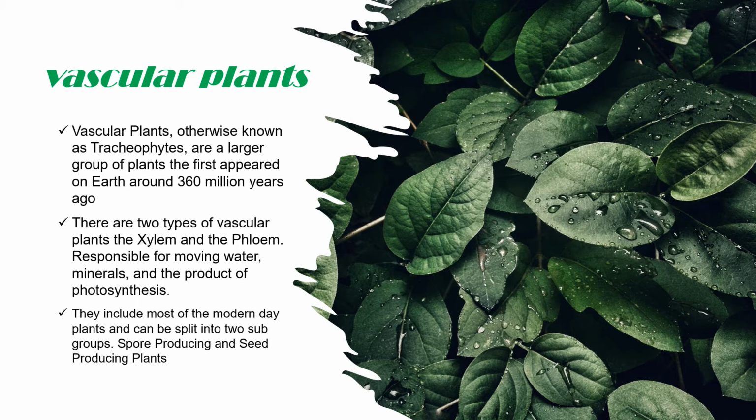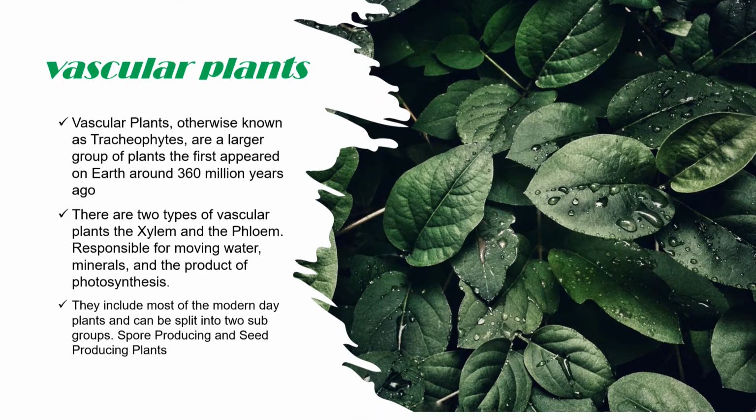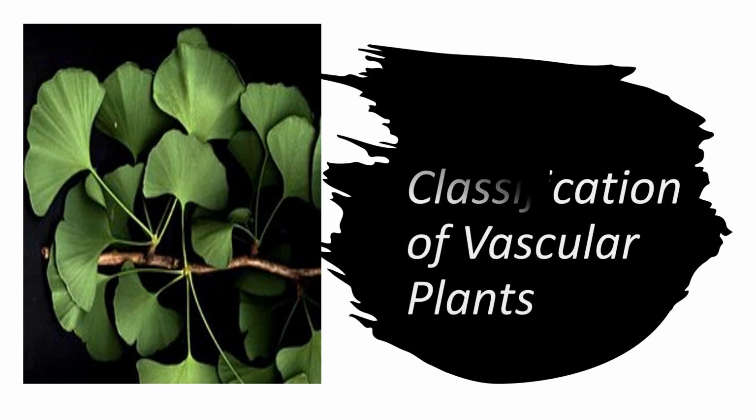The vascular tissue within provides a means of transporting water to great heights, allowing a vascular plant to grow upward to catch light. They include most of the modern-day plants and can be split into subgroups: spore-producing and seed-producing plants. Without further ado, let's continue the topic. Now let's proceed to classification of vascular plants.